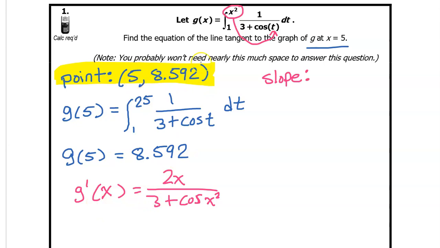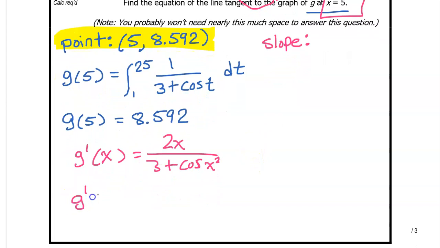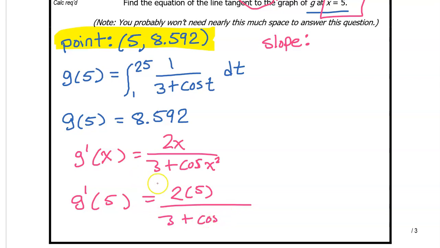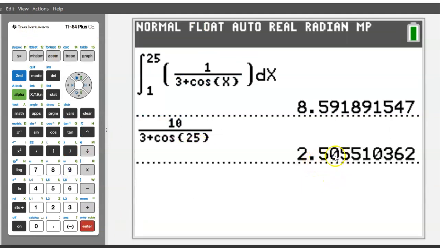I want the slope at x equals 5, so I'm going to evaluate g prime at 5. So that will be 2 times 5 over 3 plus the cosine of 5 squared. I can just go ahead and put 25. So I can just put this in my calculator. I'll probably type it in as 10 over 3 plus cosine 25. So here it is, and kabam, 2.506 if you round up.